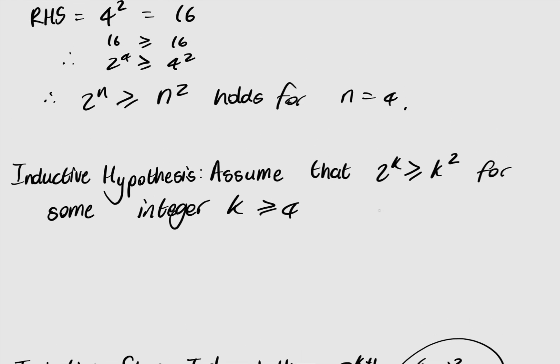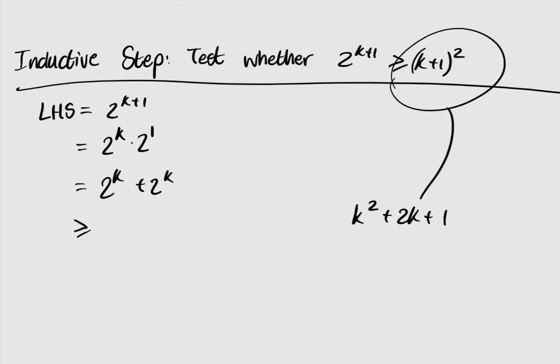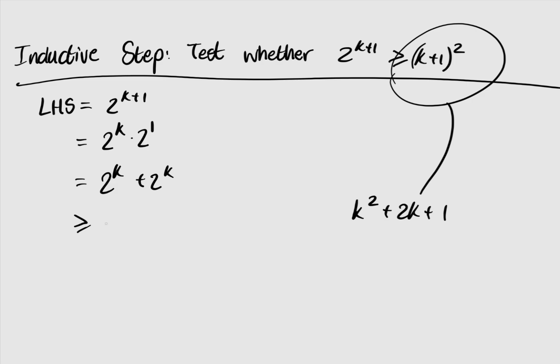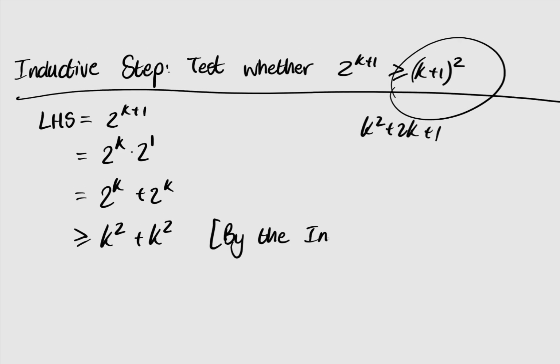Firstly we look at the inductive hypothesis and we look at the restrictions placed on the set. Looking at the inductive hypothesis, we see a way that we can convert the 2 to the k into a k squared. So we say this is greater than or equal to, since it says greater than or equal to, k squared plus k squared. Let me just remove this and put it up here: k squared plus 2k plus 1, by the inductive hypothesis.